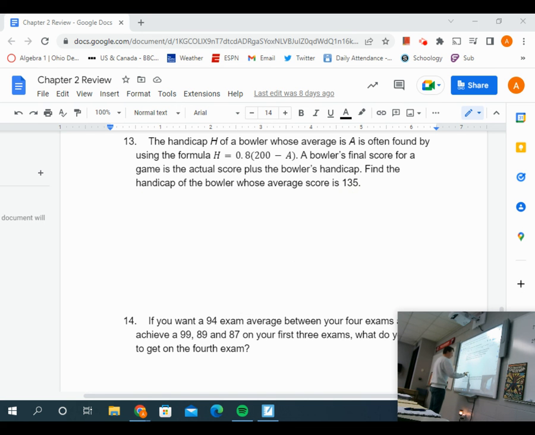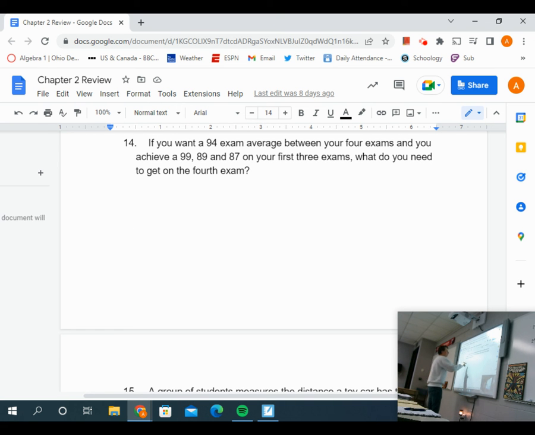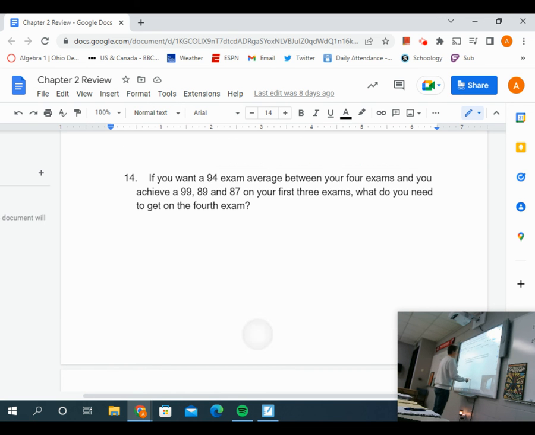Moving on to number 14. I want a 94 exam average between my 4 exams, and I achieve those scores on the first 3. What do I need to get on the 4th? Well, the word average in math typically refers to the mean, okay? The mean being I add them all up and divide by however many there are.